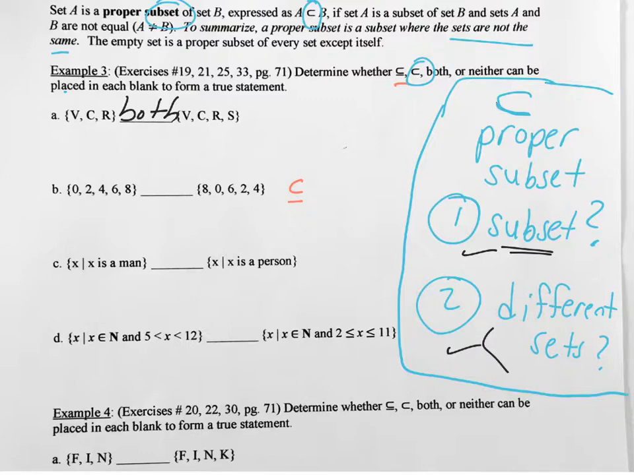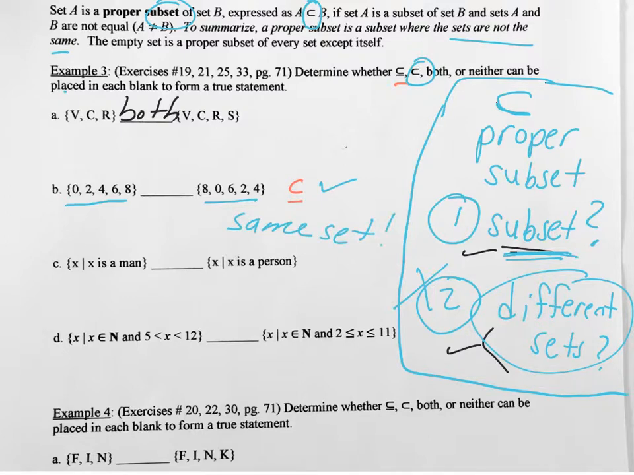So criteria 1, is it a normal subset? Yes, we just said that a minute ago. The set on the left is a normal subset of what's on the right. Criteria 2, are they different sets though? Different sets meaning, do they have different elements in them? Does one set have at least an extra element than the other? Well, no, because both sets have 0, 2, 4, 6, 8. Neither set has an extra element than the other, so it fails criteria 2 because they're actually the same set.